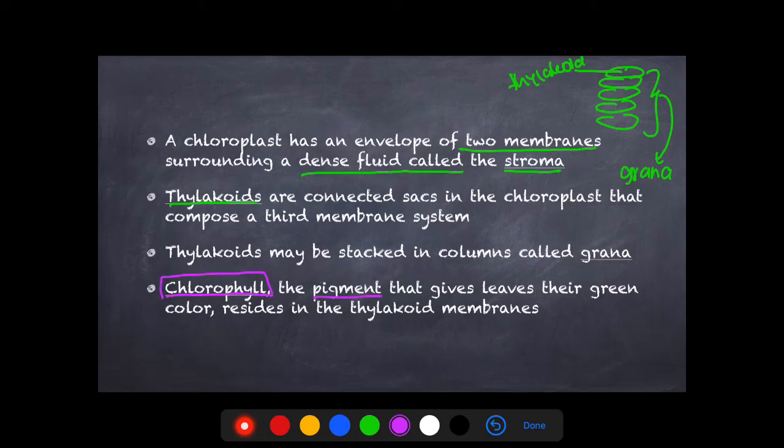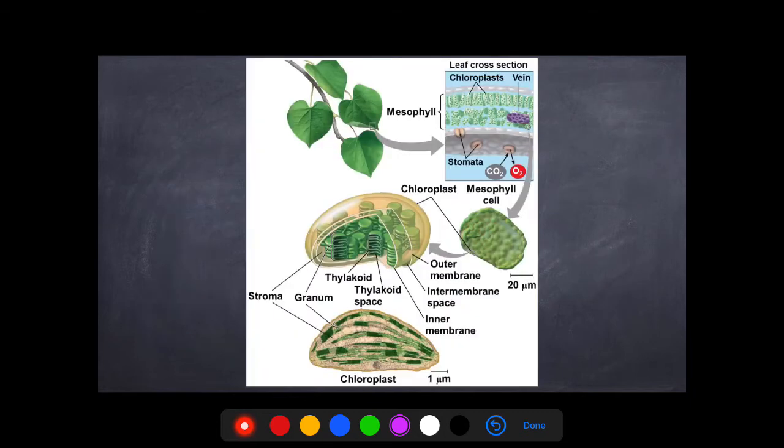Inside the chloroplast, there's also something super important called the chlorophyll. This is the pigment that gives the leaf the color green, okay? This is also going to be inside of the thylakoid membrane. Now, chlorophyll, because it is the pigment that gives the color green to a plant, is also heavily involved in photosynthesis as well.